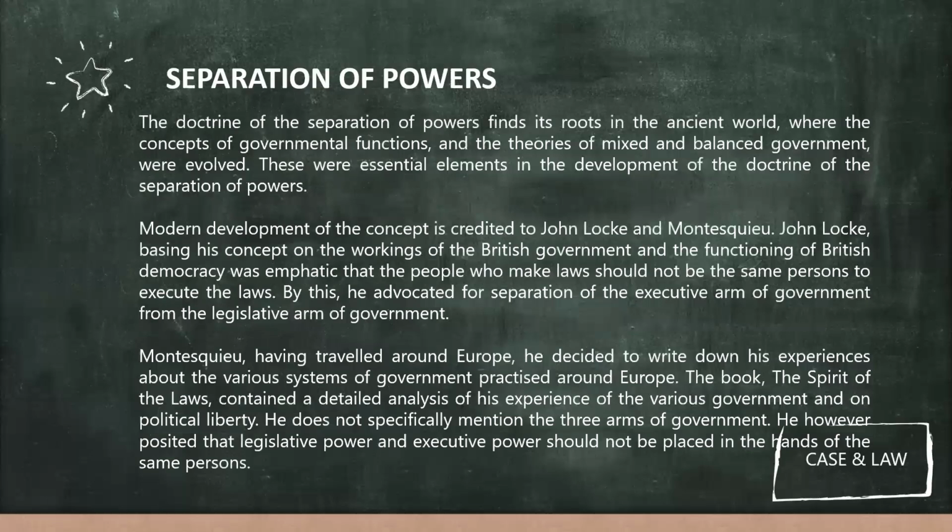Let's move on. So we can also talk about Montesquieu. What Montesquieu said is not too different from what John Locke said, except that he did not make mention of the three arms of government. But the idea to him was that the legislative power and the executive power should not be placed in the hands of the same person. So the person making the laws and the person running the day-to-day activities of the state should not be the same person.